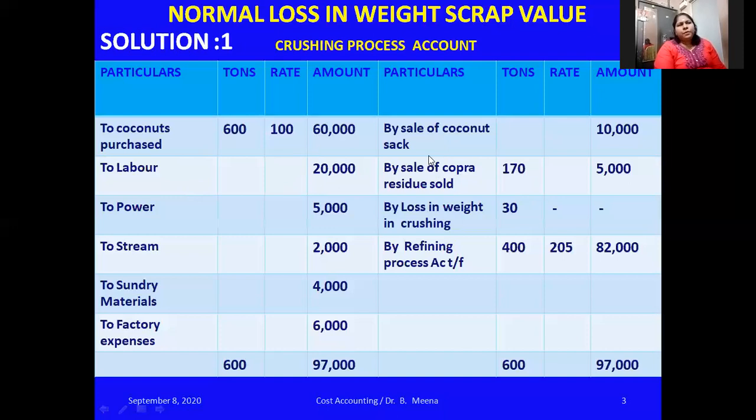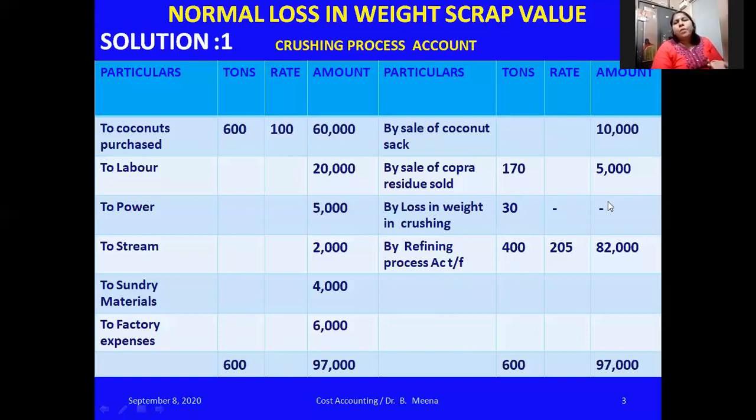And there are two types of income. One income we add only the amount. The another income we have both quantity as well as the amount, right? And then what is the output mentioned in this problem? The crude oil produced in the crushing process is given as 400 quintals. So crude oil is 400, residue 170. So 570 only is coming in our account out of 600 input.